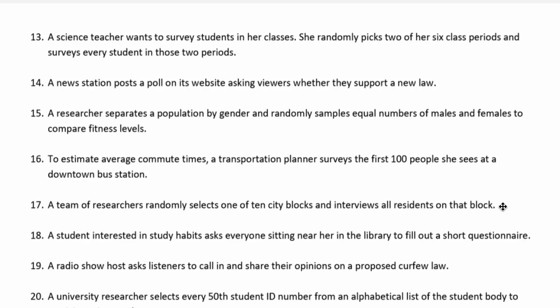And 15. A researcher separates a population by gender and randomly samples equal numbers of males and females to compare fitness levels. This will be a stratified random sample because it separates the population by gender. So there are 2 categories and they select equal numbers from each category.